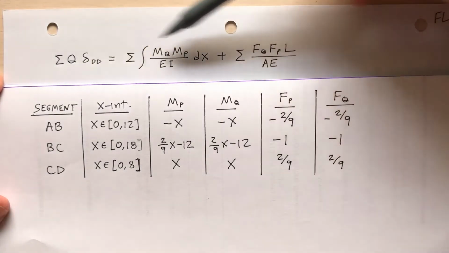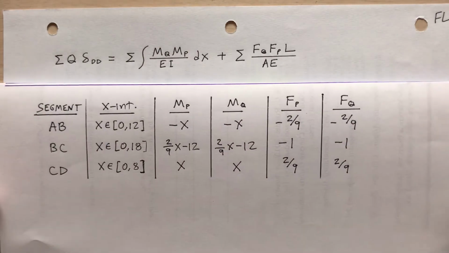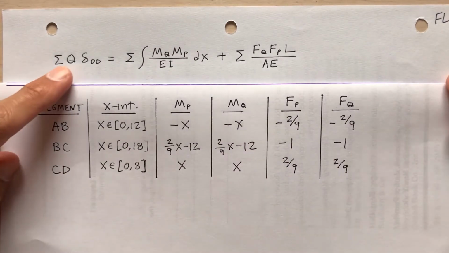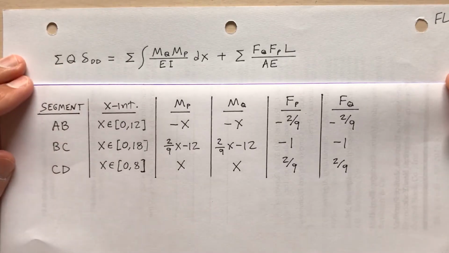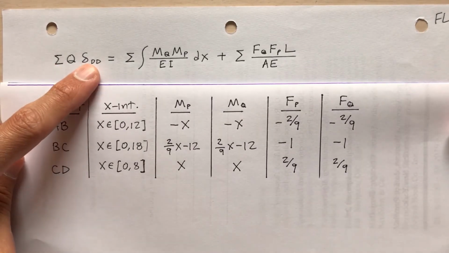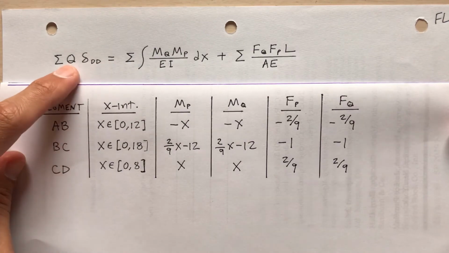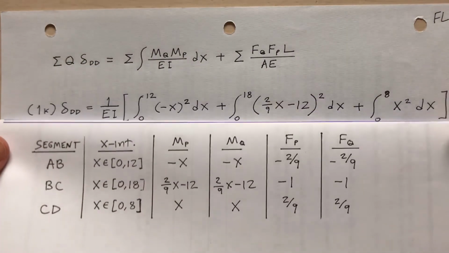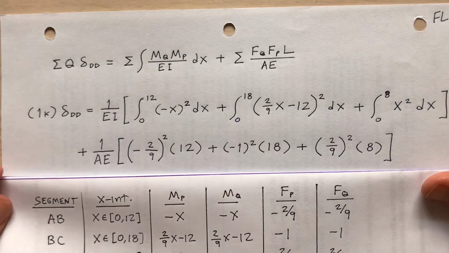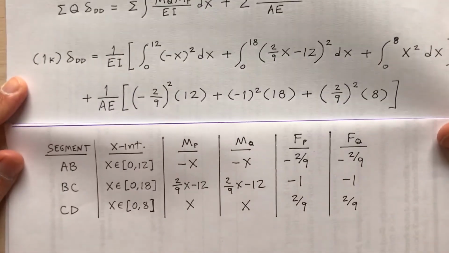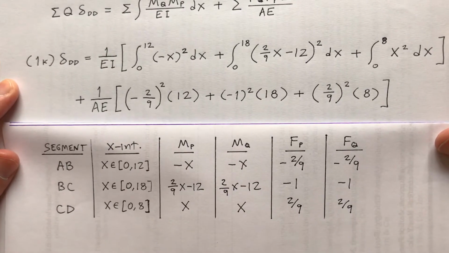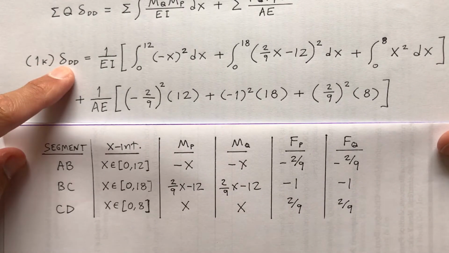So you see here the virtual work equation, and below that you see the data table that I just showed you. The left side of the equation, Q times delta sub DD. The delta sub DD is what I want. Q, that's that virtual 1 kip load. Now watch this. You see the whole thing? So 1 kip times delta sub DD.